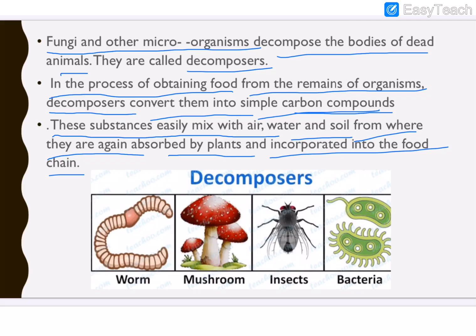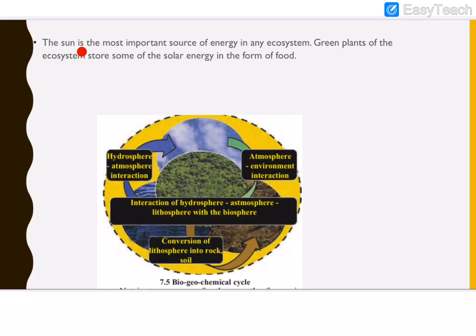So what happens in the food chain? The decomposers feed on the bodies of dead animals, decompose them and convert them into simple carbon compounds. These carbon compounds mix with the air, water and soil, and are easily absorbed by plants. Again the plants are consumed by the consumers, and it keeps traveling through the food chain. So this is the role of the decomposers in a food chain, and these are examples of decomposers.